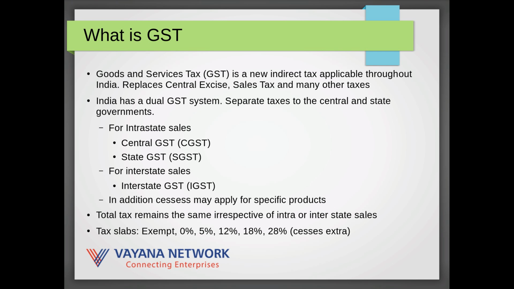There are various tax slabs. Unlike most GST systems in the world, India has a system with a very large number of tax slabs. So this includes things that are non-GST, they are exempt: GST 0%, 5%, 12%, 18%, 28%, and then on top of that you may have applicable cesses.